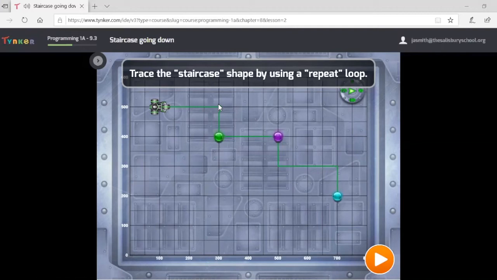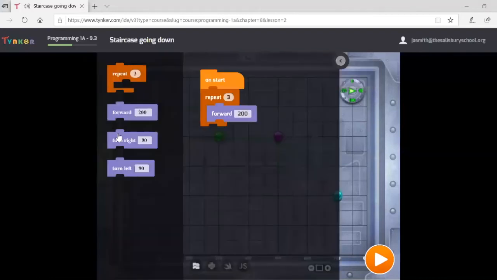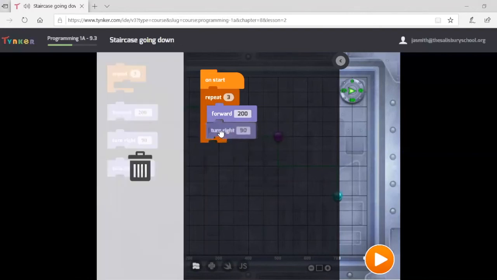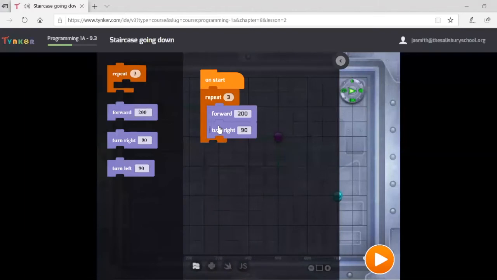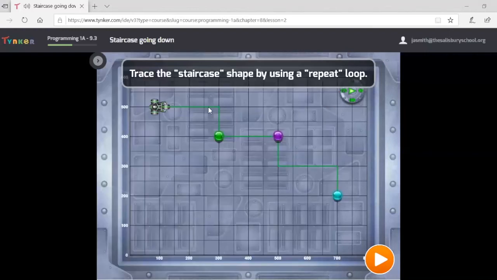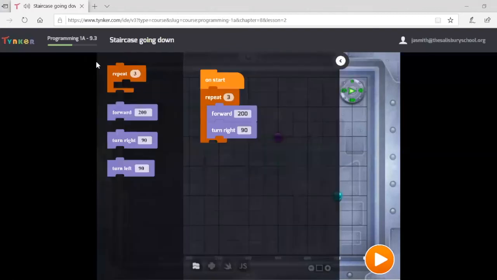When we get to the end, okay guys, what do we need to do? Turn right. Okay, so let's go back. We're going to turn right. Now make sure you don't put this on the outside of the repeat. We don't want it out here. Got to go inside. So we're going to go forward 200, then we're going to turn right. And let's look again. Once we turn, then we have to go forward 100. So let's go back and look.